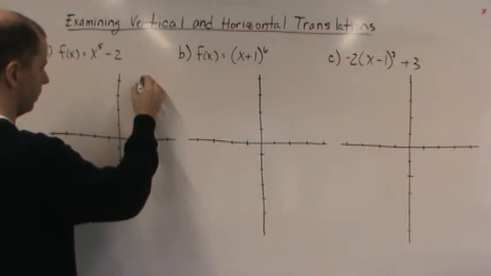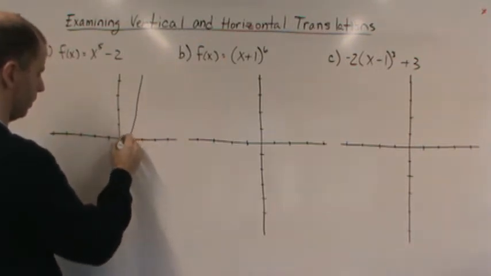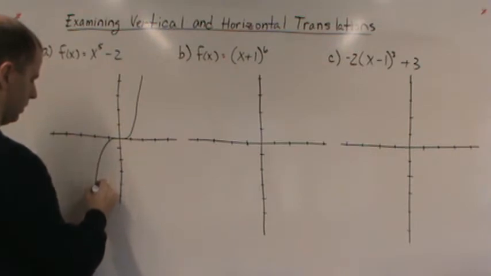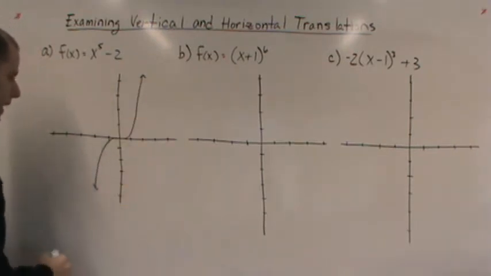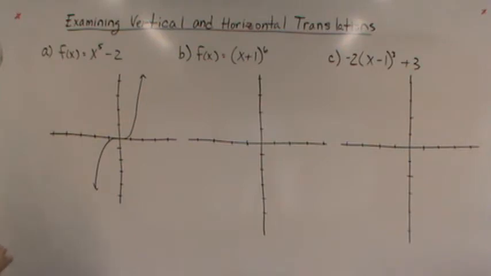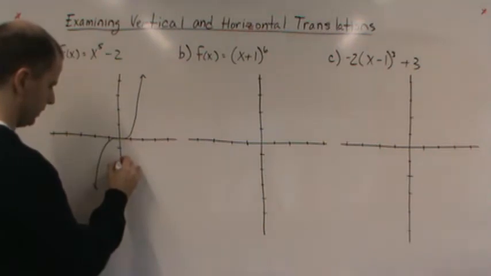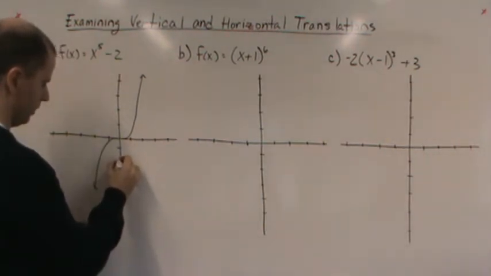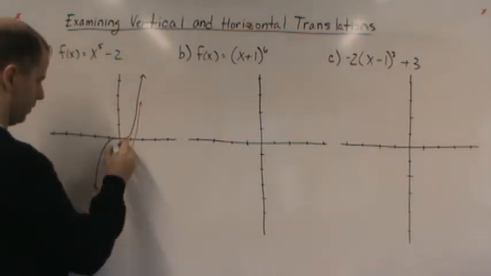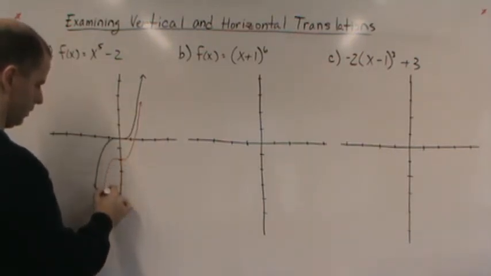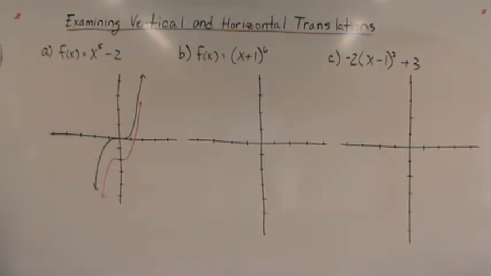It's going to go flat, it's going to do something like that, but it's going to be moved 2 units down. So it's going to look like this. Okay? And that's how we would graph it.